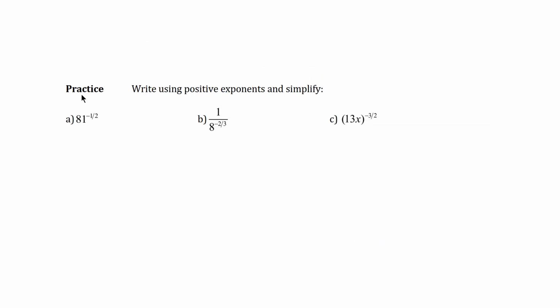Next, we have a practice problem. Write using positive exponents and simplify. For part A, we have 81 to the negative 1/2 power. For part B, we have 1 over 8 to the negative 2/3 power. For part C, we have (13x) to the negative 3 over 2 power. Go ahead and pause the video, try out this problem, and then check back with the video to see the solutions.